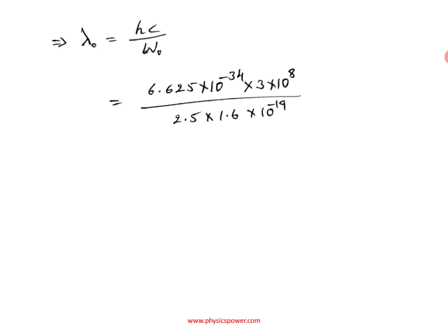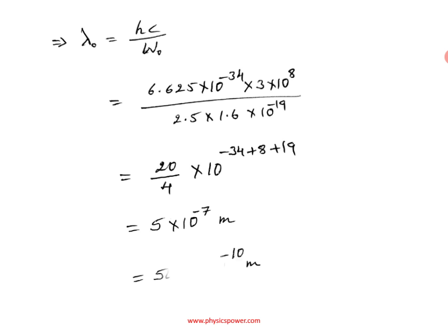this is the formula, all values if you substitute 6.625 into 10 to the power of minus 34 Planck's constant value. Similarly light velocity 3 into 10 to the power of 8 by denominator work function they mentioned 2.5 electron volt, so into 1.6 into 10 to the power of minus 19 electron charge. If you multiply, it will be converted into joules. So now you will get numerator 6.625 into 3 approximately 20, denominator 2.5 into 1.6 is nothing but 4. So if you simplify everything, that is 5 into 10 to the power of minus 7.